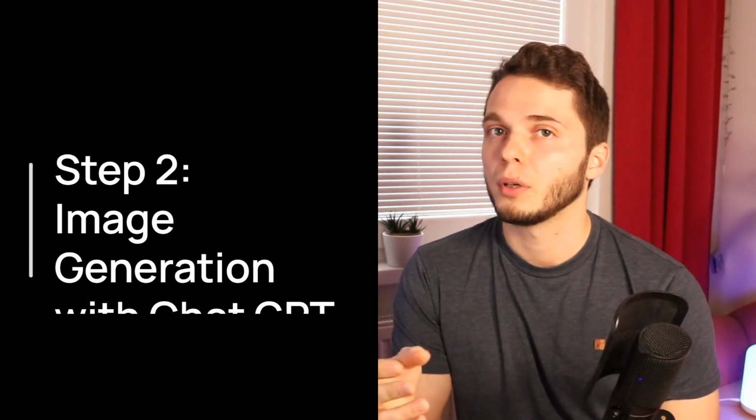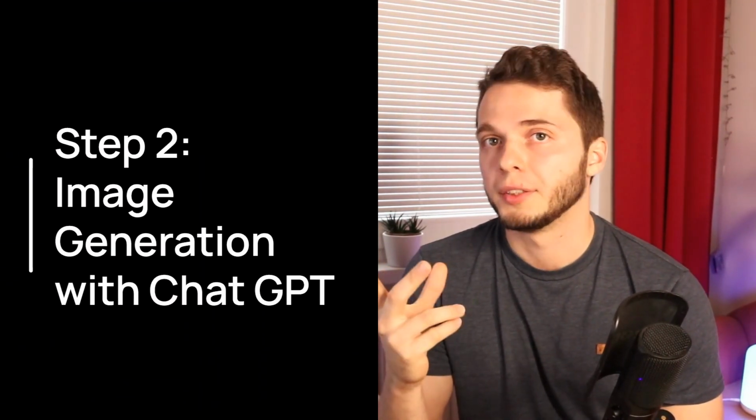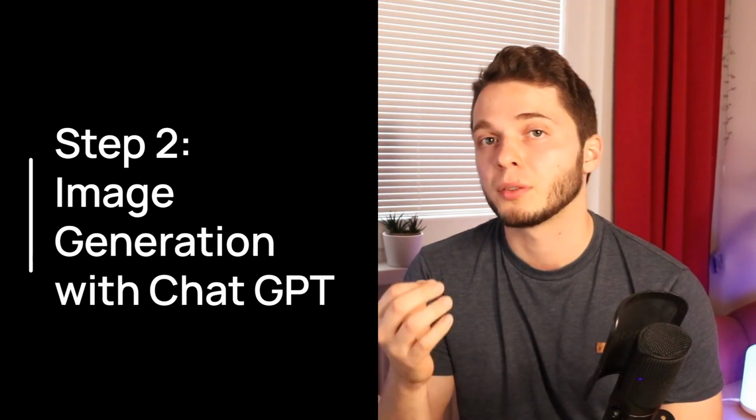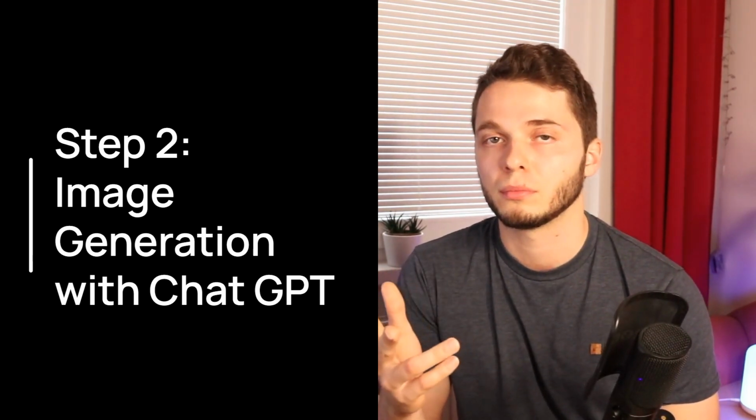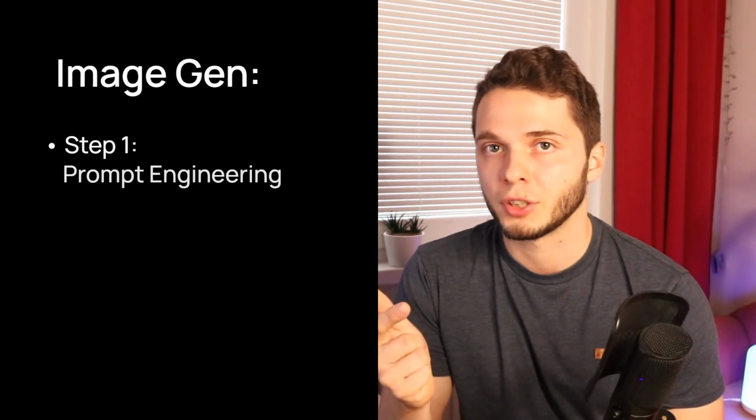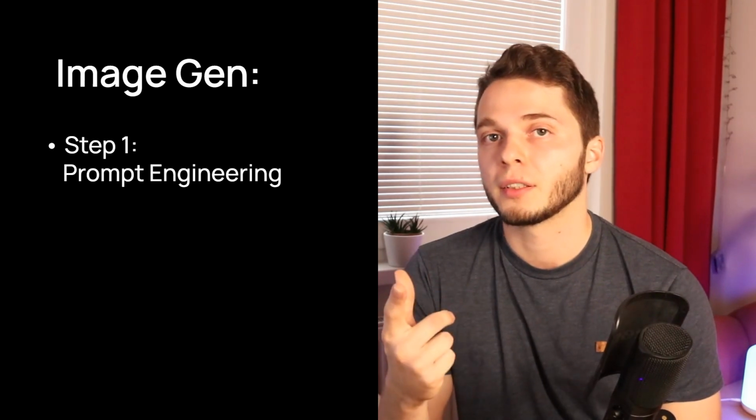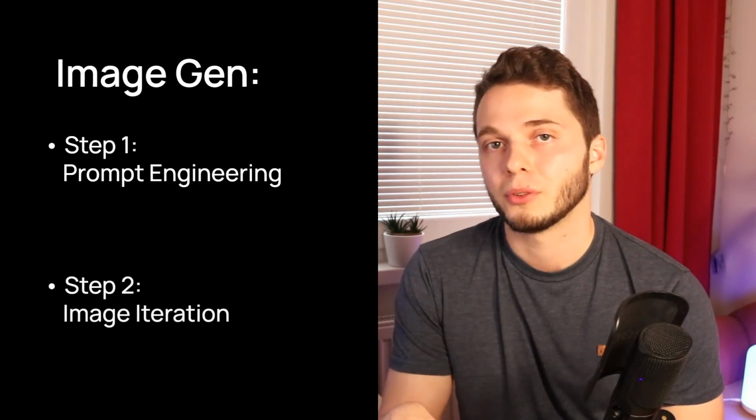Great, now we can get to the more interesting part. Step 2, image generation with ChatGPT. This step has 2 sub-steps, and it's important to understand how to use them. The first step is prompt engineering, which is quite common, and the second is image iteration, or at least that is how I call it. Okay, so what is prompt engineering? Prompt engineering is basically fine-tuning our prompt by trial and error.